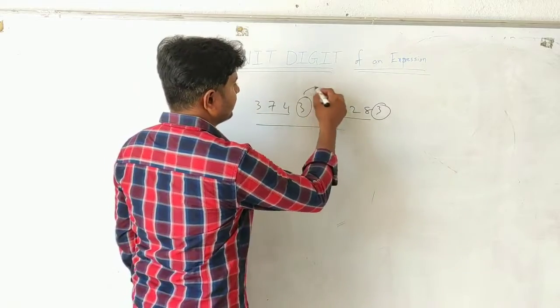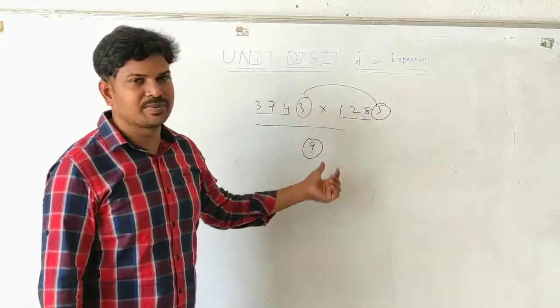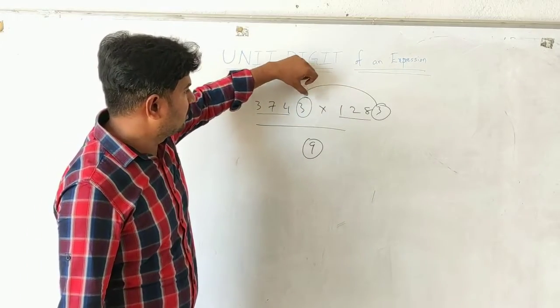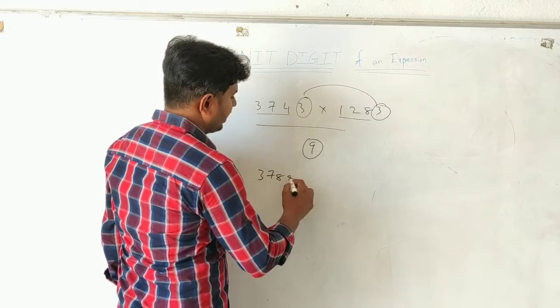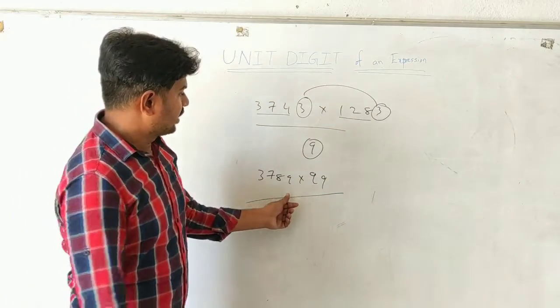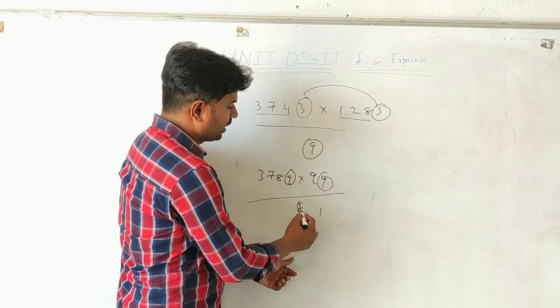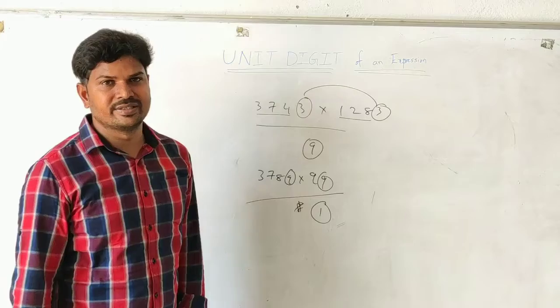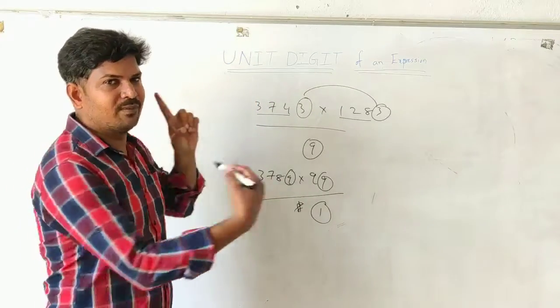So what is this units place? 3 into 3, 9. So the units place for the whole expression is the multiplication of only this digit and this digit. If it is like 3789 into 99, here we are interested in only the first digit. So 9 times 9 is 81. We are least bothered about 81, only 1. So this is the units digit. Units digit means only one digit, that is the first digit from the right side.